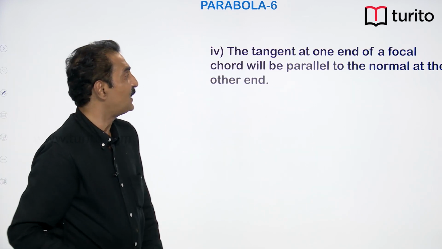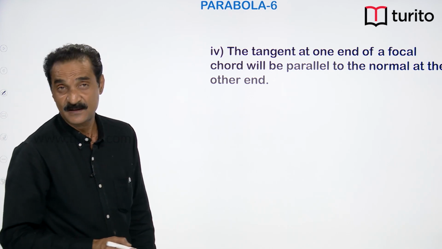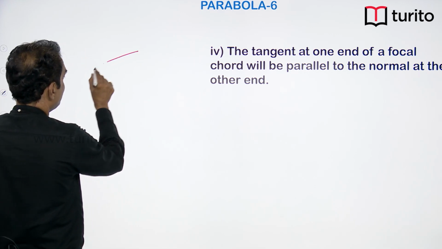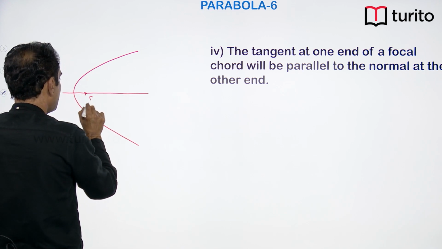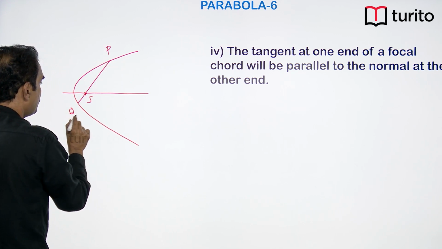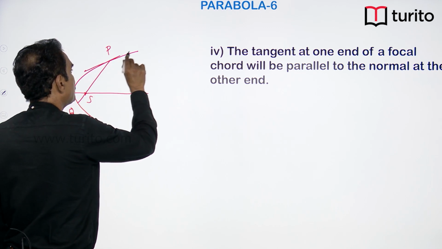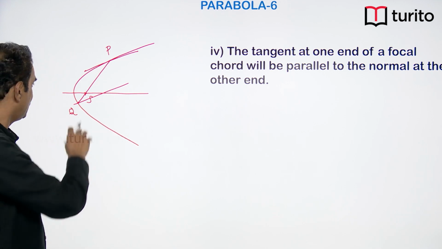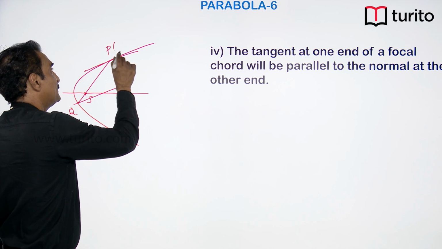The tangent at one end of a focal chord will be parallel to the normal at the other end. We have already discussed this point in the previous classes. If you take a parabola, let this be the focus, take any focal chord PQ. If you draw the tangent at P, it will be parallel to the normal at Q. I am just repeating this point. I have already explained the proof.